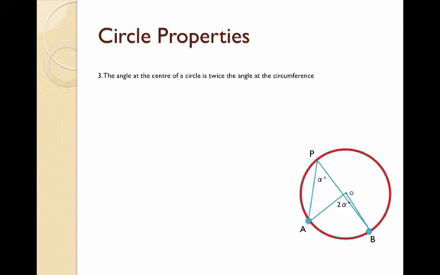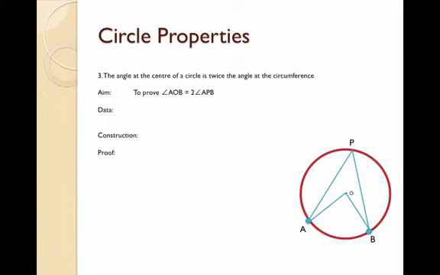And it doesn't matter where on the circumference the point P is, it'll always be double, as long as the point P is not on the minor arc, but we'll see an example of this later. Let's prove it to be true. Our aim is to show that angle AOB is twice as big as angle APB. I encourage you to construct a circle and draw in these angles and measure them with a protractor, just to see for yourself that this isn't some fancy mathematical trick.